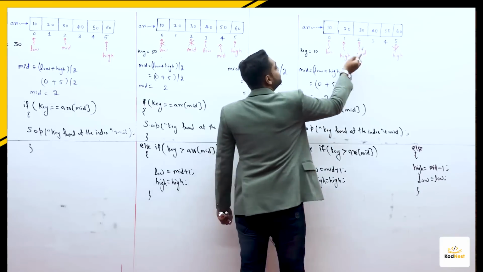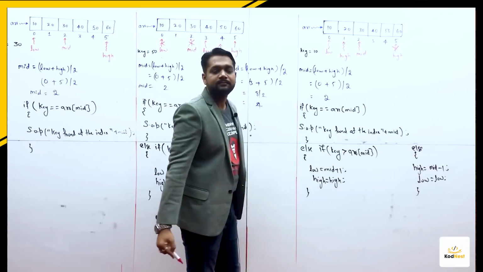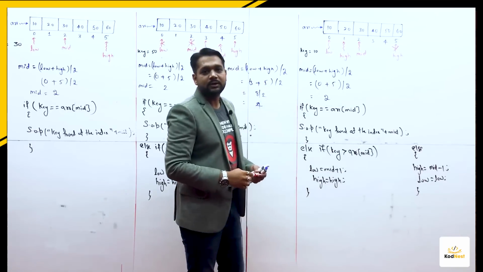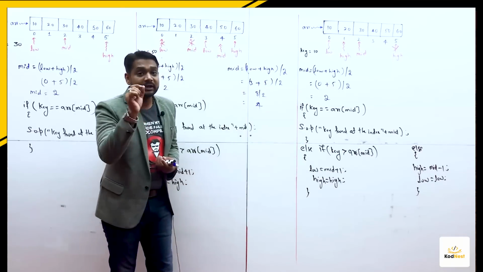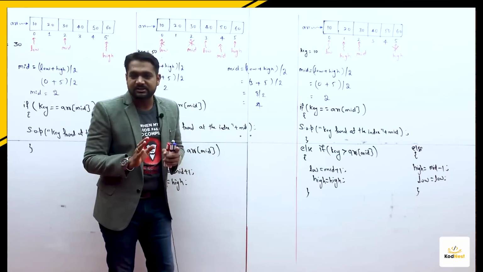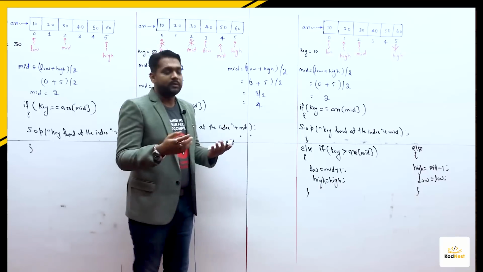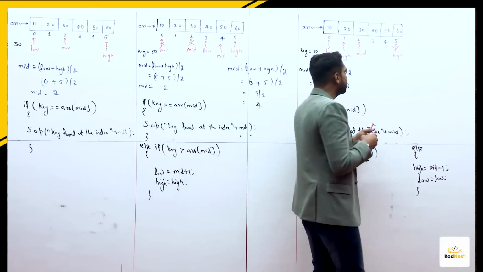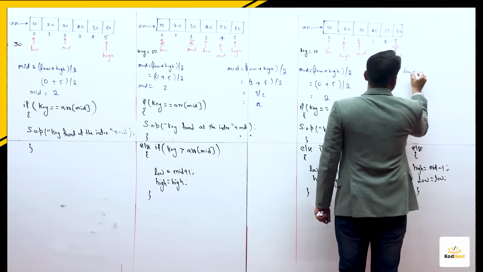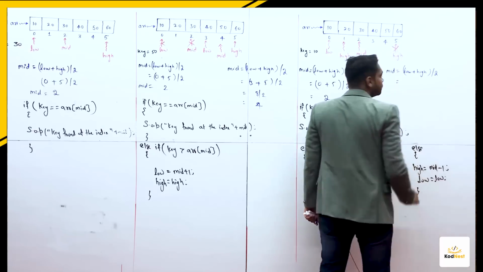Mid previously was 2, so 2 minus 1 is 1. Correct, one level before mid. Let low be there only. And I have clearly told it to you: if the low or high value changes, what do you have to do in the binary search algorithm? You will have to calculate mid again. Mid value will always be equal to (low plus high) by 2.